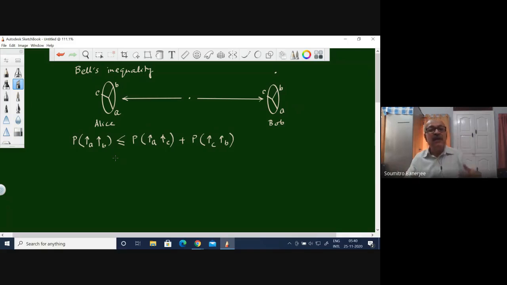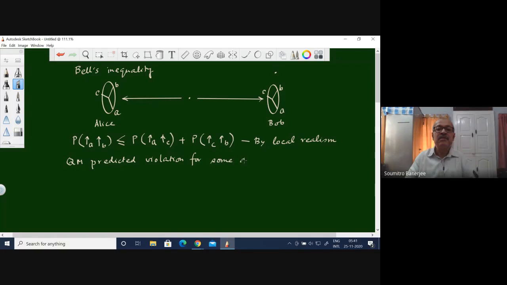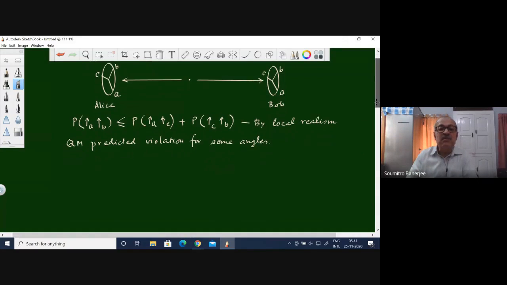And local realism predicted this, while quantum mechanics predicted violation at some angles. So local realism predicted that this will always be true, while we have seen that quantum mechanics predicted that, especially when the angle theta is small, this would be violated. This is something that we have seen in the last class, and we proceed from there.